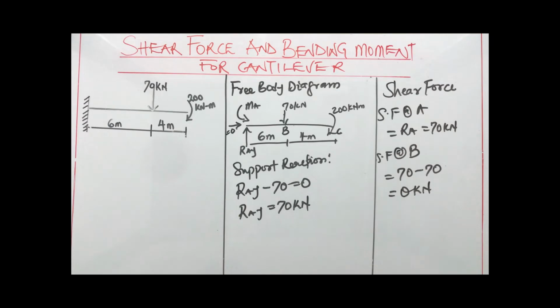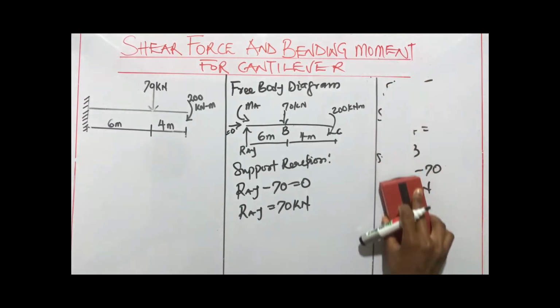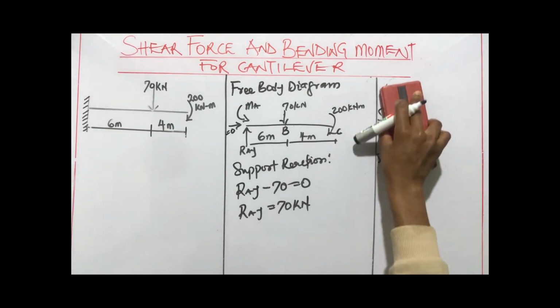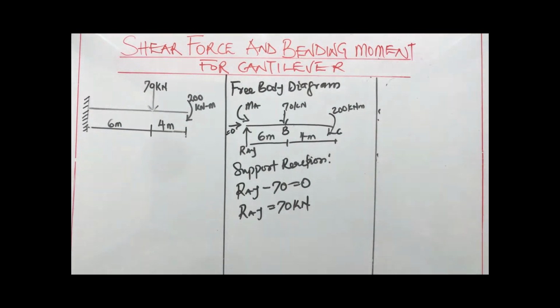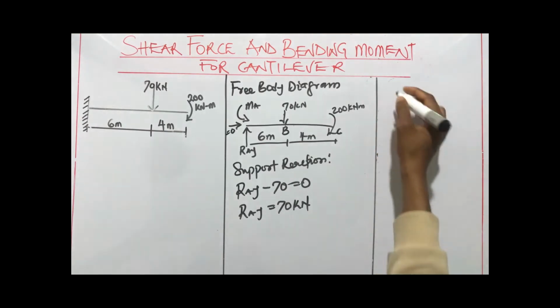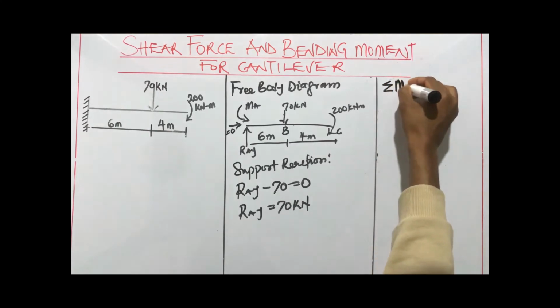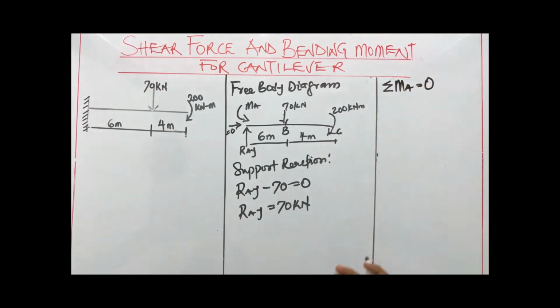We move on to the next, which is bending moment. Before we start solving for bending moment, we first have to look for the value of MA, which is the moment at A. To do that, we either take moment about point C or about point A. Here I'm just going to take moment about point A. If you take moment about point C, you get exactly the same thing.